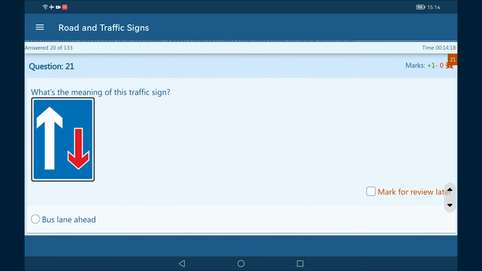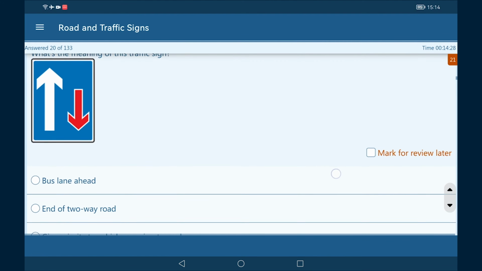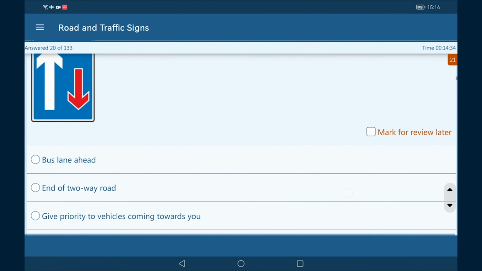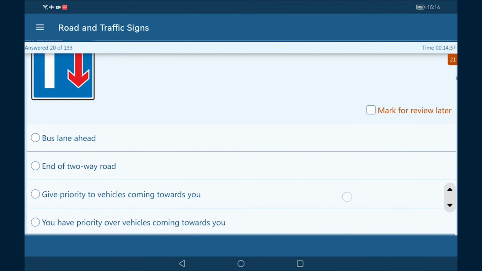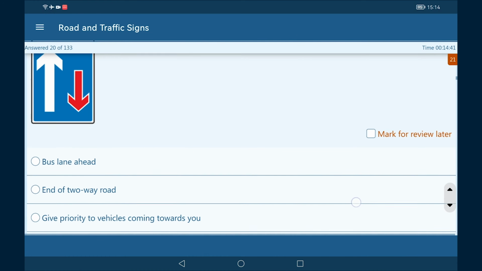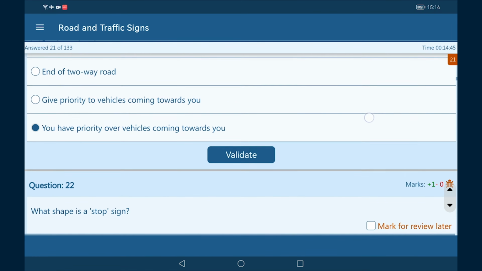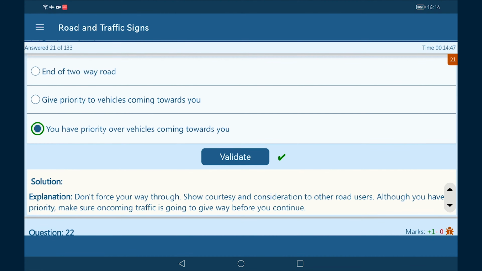Question 21. What's the meaning of this traffic sign? Option 1. Bus lane ahead. Option 2. End of two-way road. Option 3. Give priority to vehicles coming towards you. Option 4. You have priority over vehicles coming towards you. The correct answer is Option 4, that is, you have priority over vehicles coming towards you.